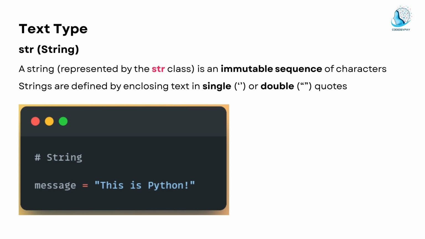A string is an immutable sequence of characters. So how do we create strings? We create a string by enclosing text in either single quotes or double quotes. Immutability here means once you form the string and the string has been stored in memory, it cannot be modified. You will get to understand immutability and mutability later.